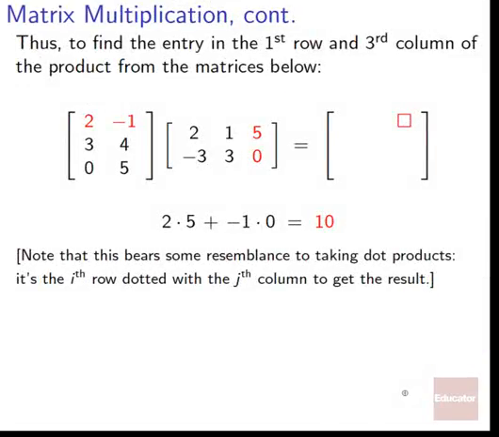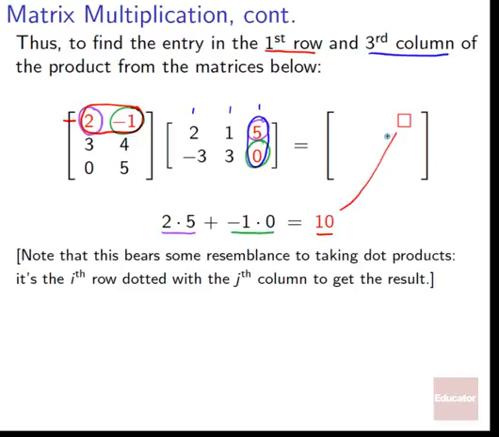All right, ready for an example. Let's look at how we would find the entry in the first row and third column of the product from the matrices below. The first row of our first matrix is 2, negative 1. The third column comes from the second matrix: 5, 0. So the first entries, 2 times 5, plus negative 1 times 0, gets us 10. So 10 is what goes here in the first row and third column.